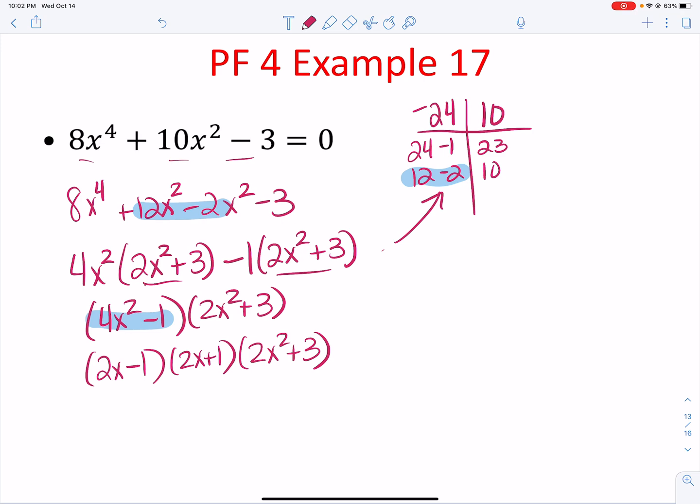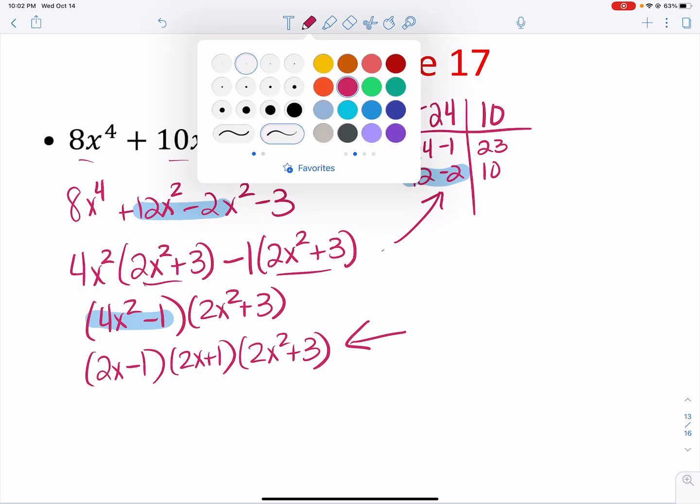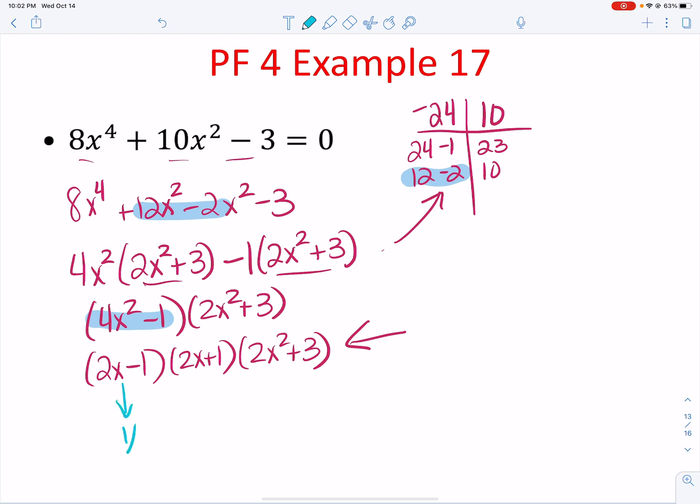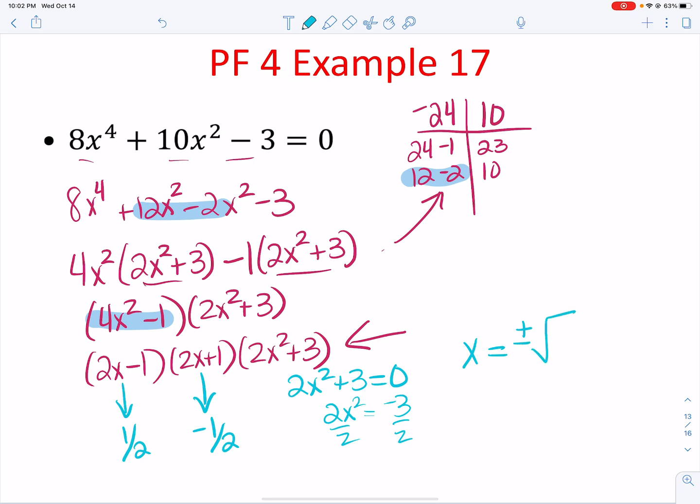So yes, you would have to go all the way to this line on the test because it's going to have 2 boxes. One for you to factor completely and one for you to find the roots. So now I would find my roots and I would have 1/2, I would have a negative 1/2, and then I would have 2x squared plus 3 equals 0. So I would minus the 3 and divide by 2 and then I would square root. So I would have plus or minus the square root of negative 3 halves.